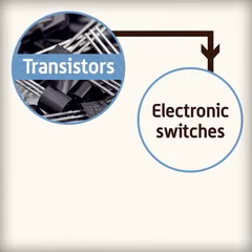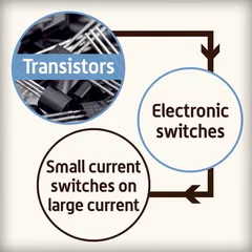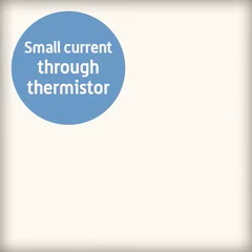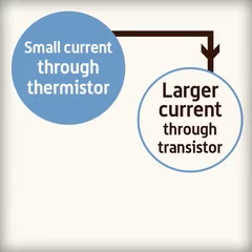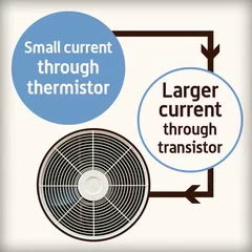Transistors are the electronic switches. A small current is used to switch on a large current. For example, in a heat sensor, a small current passing through a thermistor switches on a larger current through a transistor to power a cooling fan.